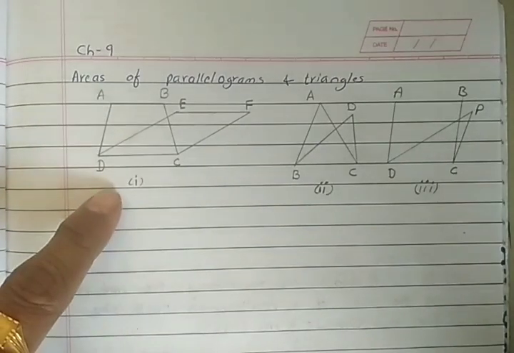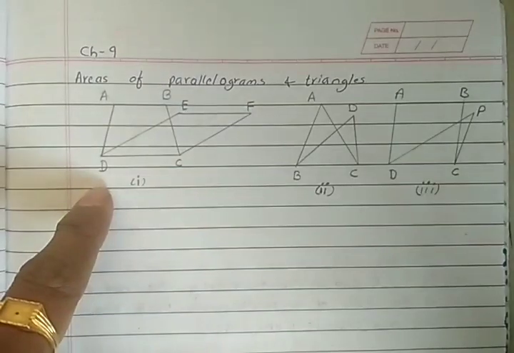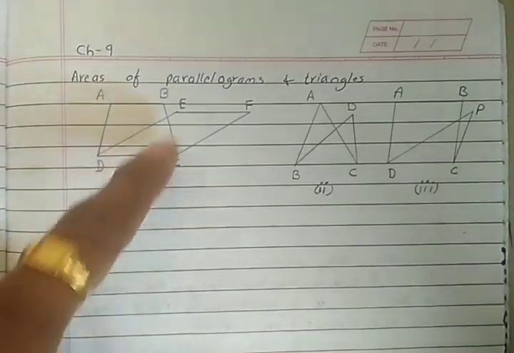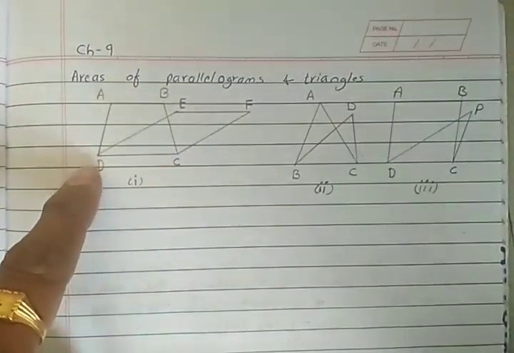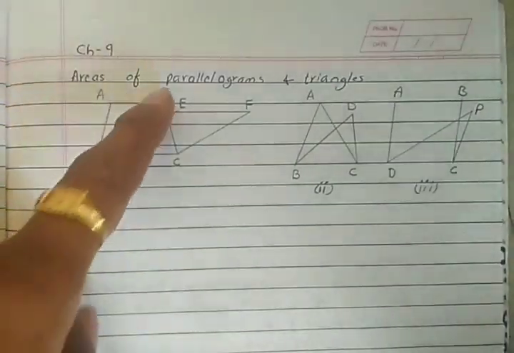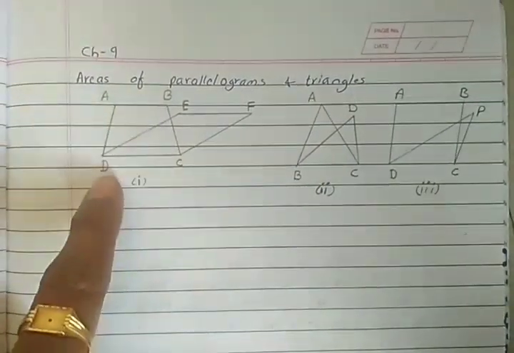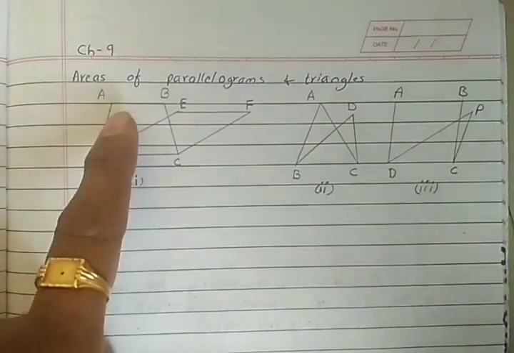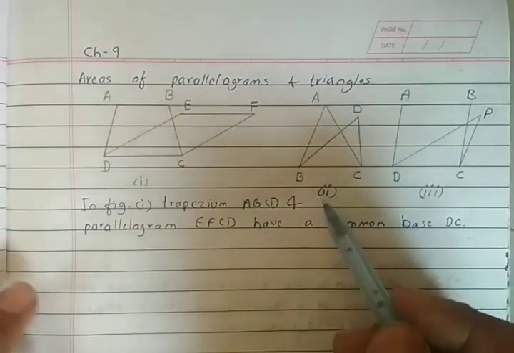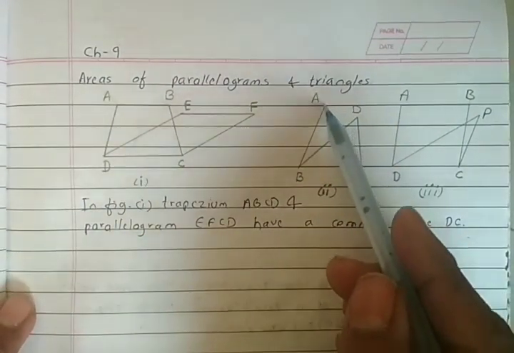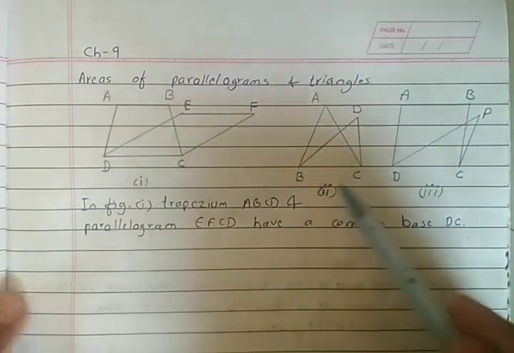If you look at this first figure, you can see that this trapezium ABCD and this parallelogram EFCD have DC as a common base, right? DC is common for ABCD and EFCD, right? So you can say that the base CD is the same for parallelogram and for the trapezium. Similarly, if you look at this figure 2, you can see this triangle ABC and triangle BDC have a common base BC.